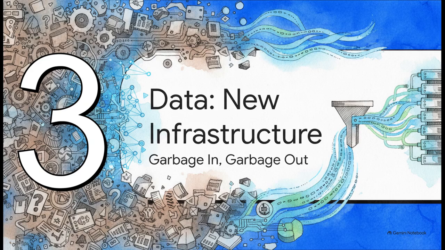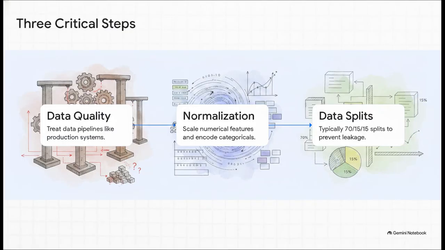Moving into Section 3, data, the new infrastructure. And the subtitle says it all, garbage in, garbage out. So here is a critical mindset shift. You absolutely have to treat data preprocessing with the exact same rigor as your physical production infrastructure. There are 3 non-negotiable steps here. Step 1, data quality is infrastructure. If you've got missing values or inconsistent formats, your model is toast. Step 2 is normalization and encoding. This mathematically scales numbers and translates text categories so the model can actually digest them.